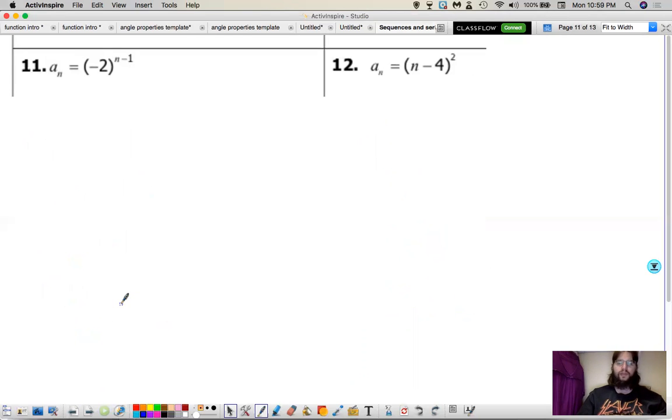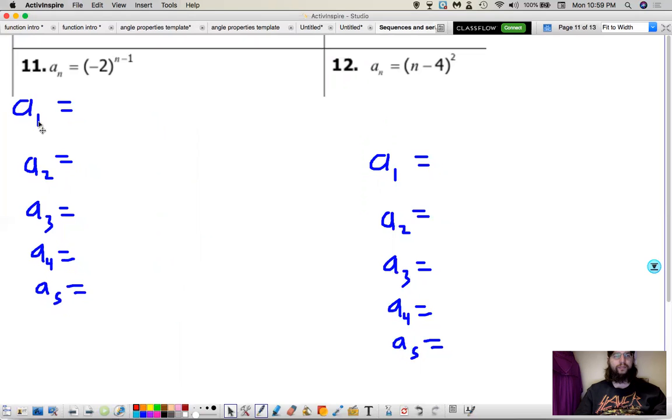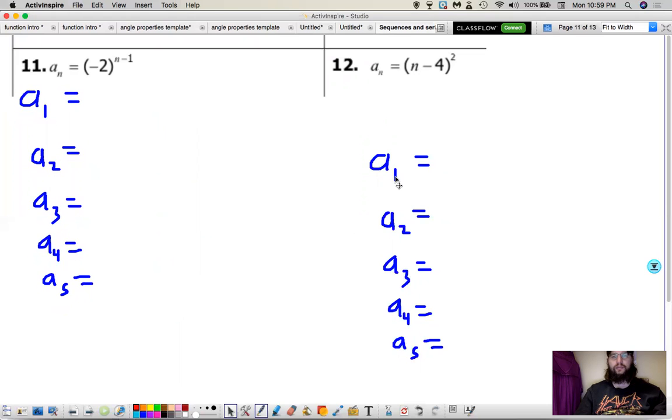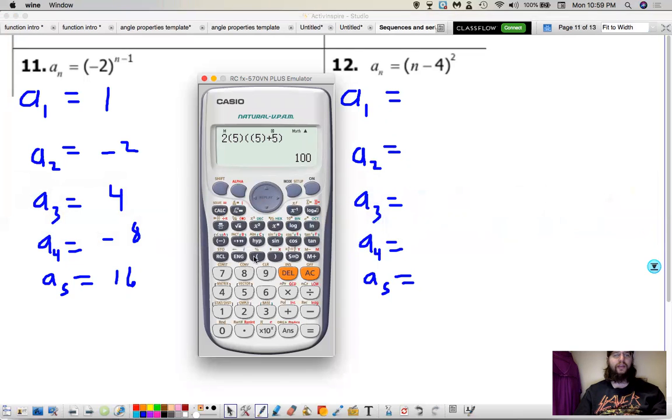Yeah, might as well. I was going to skip them, but it's only 2 more. Might as well do them. So that's a 1, obviously. Anything with 0 power is going to be 1. That's going to be negative 2. This is just powers of negative 2, right? So it should be mental math. 4. It's negative to a power, so every odd power we're going to change signs. 8. And then that's going to be positive 16.